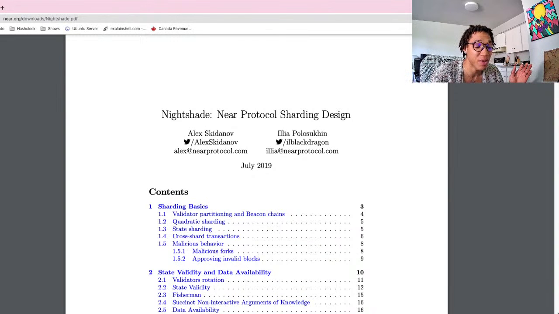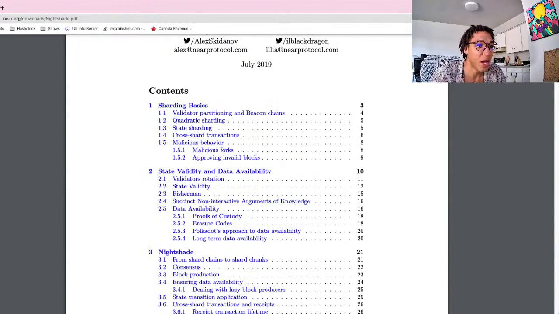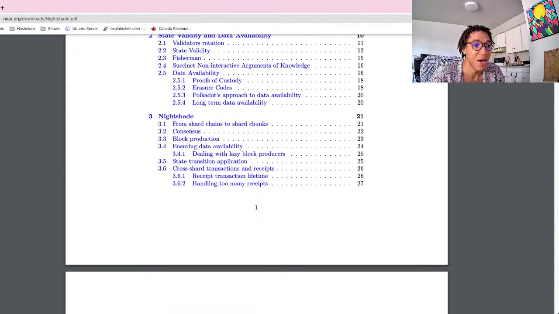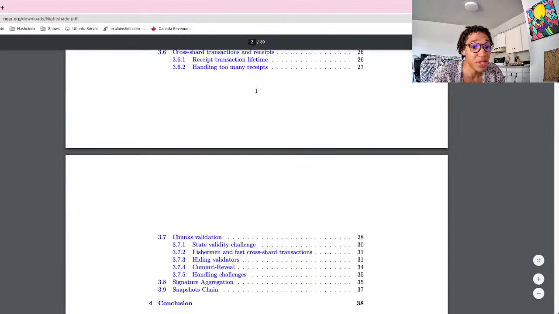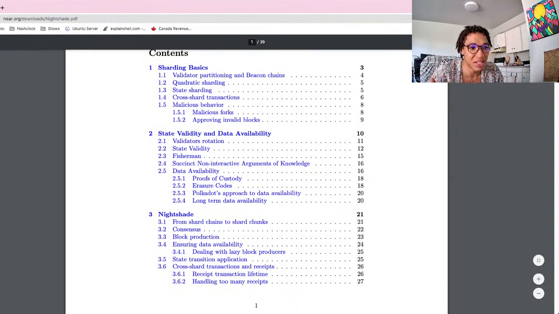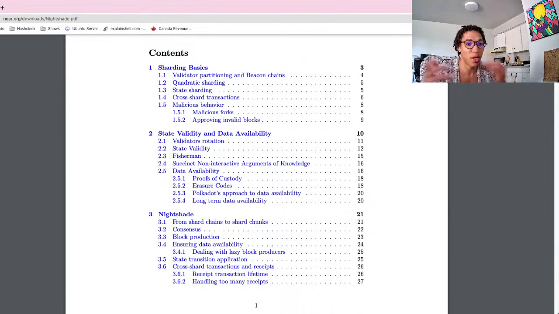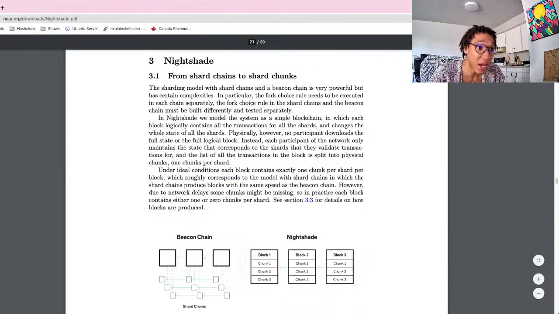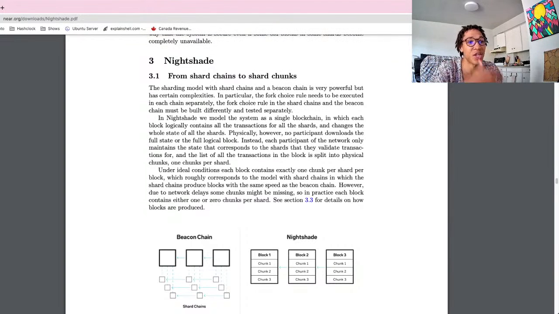Last time I went through this paper, I got pretty much halfway through. I went through the first two chapters, so about 20 pages, and all I have left is chapter three, which is still around 20 pages, but we're really going to get into it. The first two chapters were just the basics of sharding, the basics of state availability and data availability, and what the issues are that Nightshade is trying to solve. I'm assuming that in chapter three we're going to be jumping into how Nightshade solves these problems. So I'm pretty excited to go through it.